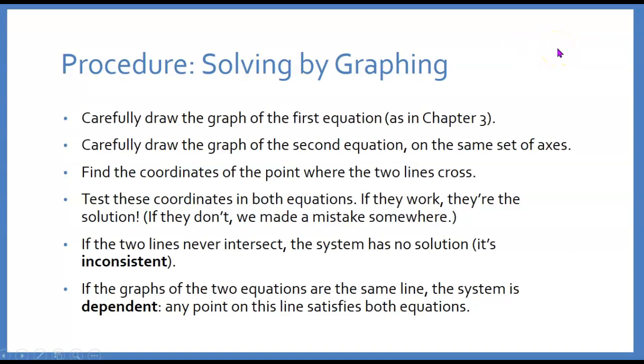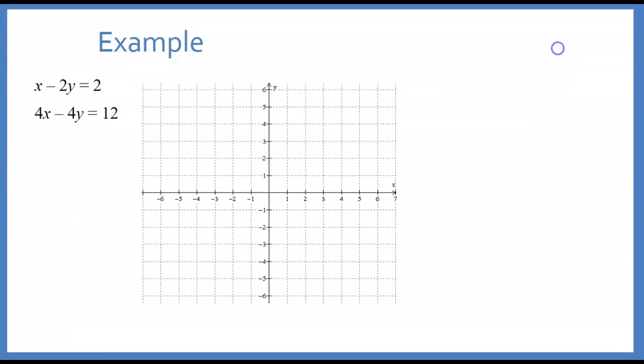So now that we know what we're doing, let's work through some examples. Let's solve this system by the graphing method. x minus 2y equals 2 and 4x minus 4y equals 12. So we start by drawing the graph of the first equation.